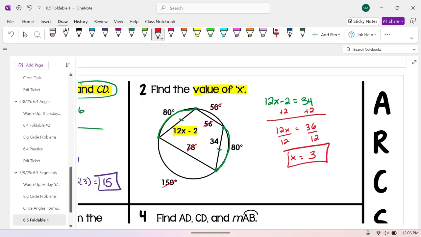Now, what's a good way to check myself to make sure I got the correct answer? What measure does 12x minus 2 have to equal? 34. So to check yourself, do a quick plug back in the 3 for x and evaluate, which would give us 34. Any questions on number 2?